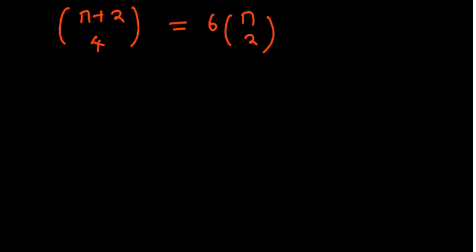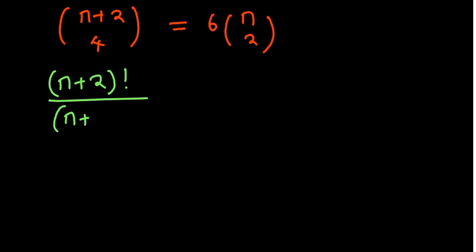Okay, so what that means is very simple. For the left hand side, what you basically have is something like n plus 2 factorial, over the factorial of the difference, which is of course going to be n plus 2 minus 4 factorial, and then 4 factorial itself. So let's try to focus more on the left hand side for now.